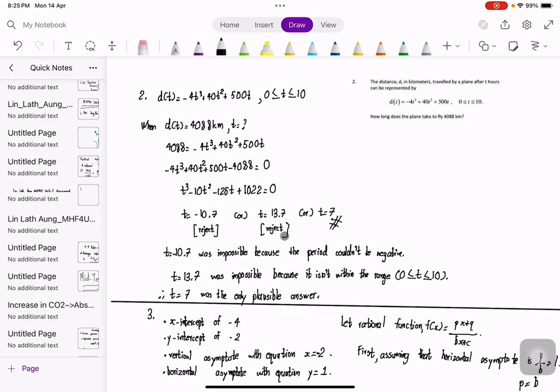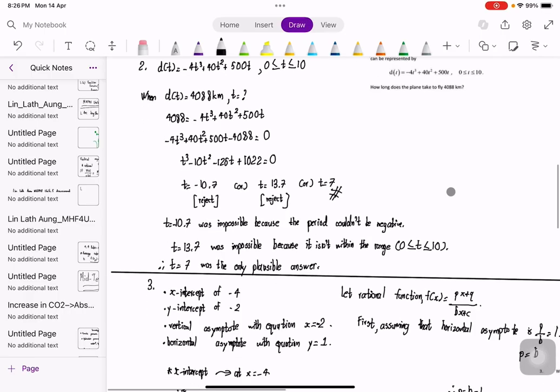And then about t is equal to 13.7, it is of course again beyond the interval and greater than 10, so we have to reject it. So the only plausible answer would be t is equal to 7. So the period is t is equal to 7. So this is my number 2 solution.